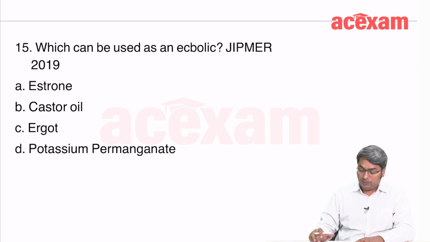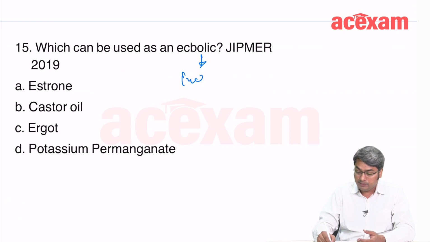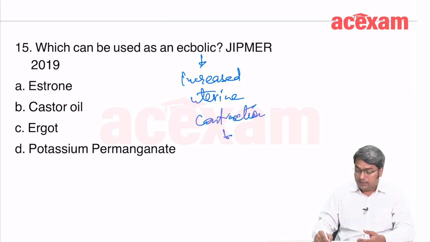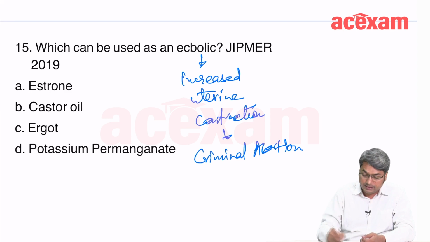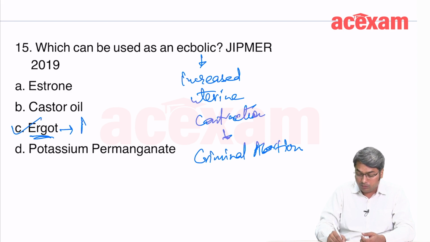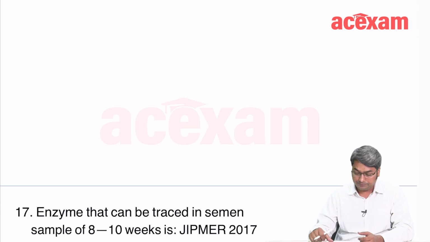Which can be used as an ecbolic? An ecbolic is a drug which will produce increased uterine contraction, and that will lead to abortion, and this is done in case of criminal abortion. So which can be used as an ecbolic? All the irritants. So what are the irritants? The castor, the ergot. Specifically, the ergot is the irritant used for abortion in this particular case. The others are not irritants. Spalding sign is a feature of, this is a repeat question, fetal death. There is overlapping of skull bones.